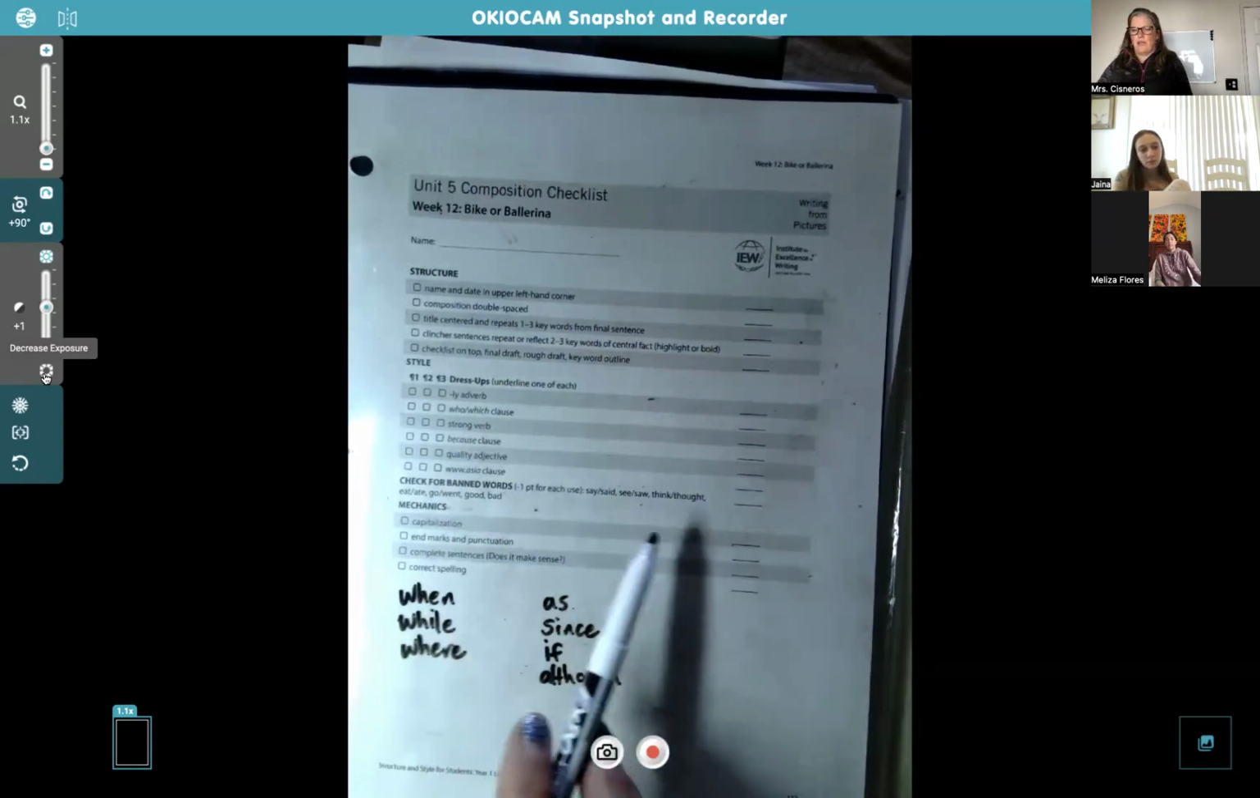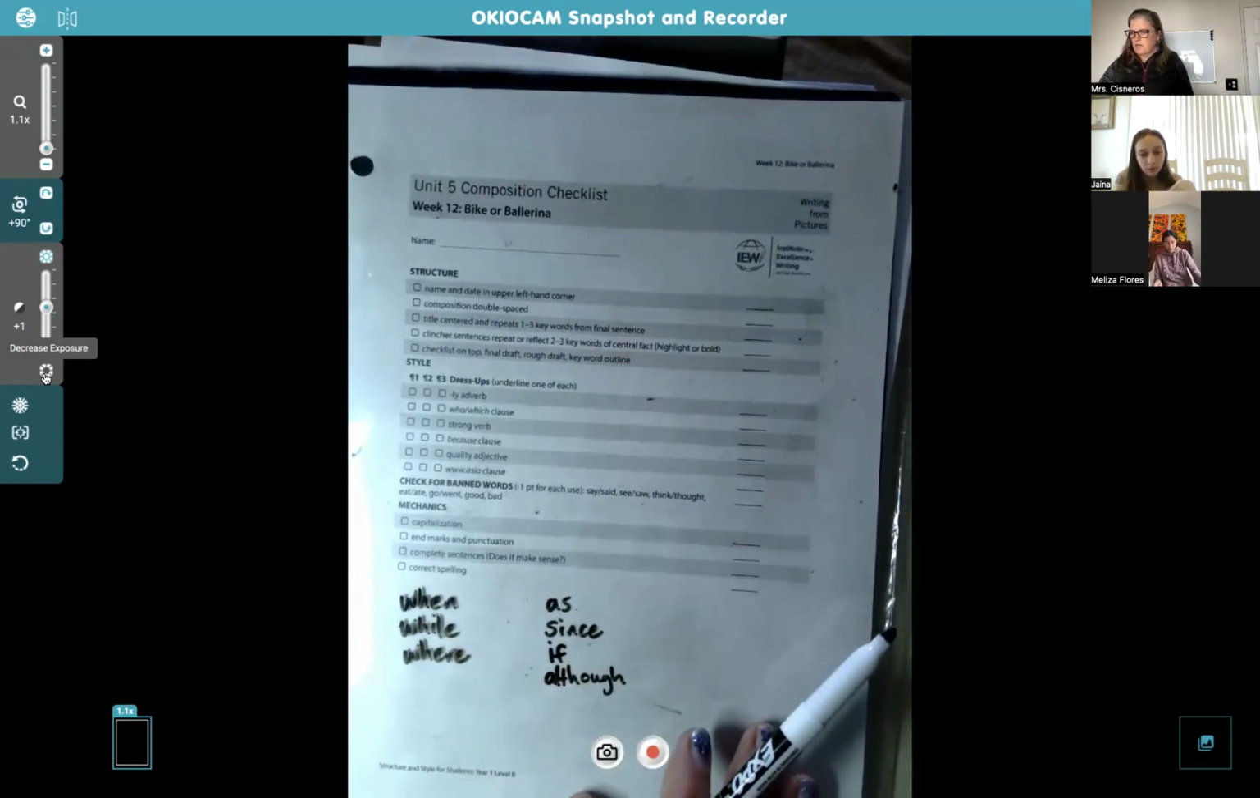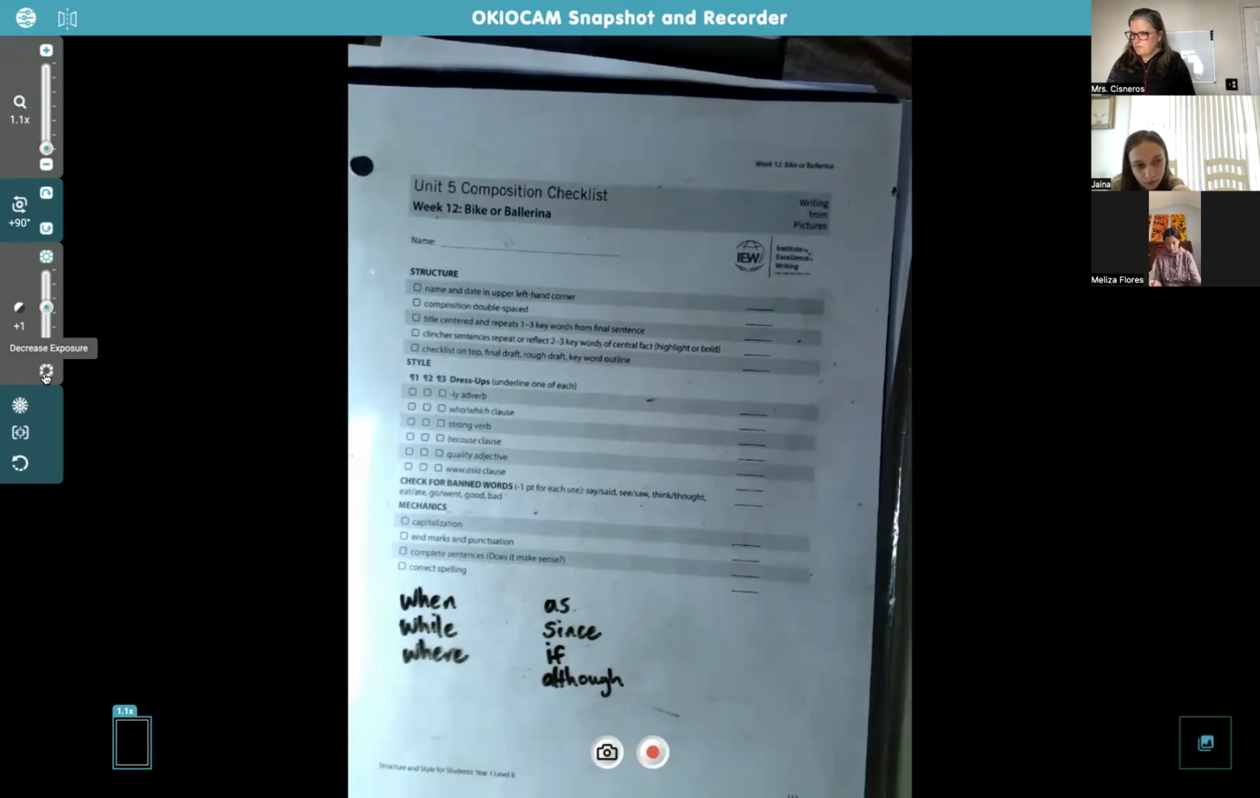Watch out for those banned words. Probably think, thought, and saw will be the hardest ones. Or actually go, went, eat, ate. They're all going to be hard, let's be honest. Because if you're doing the one about the dog and the table, it's going to be hard to stay away from eat, ate. So make sure you use your list that we worked on with other words to use, or you can use a thesaurus to help you with that.